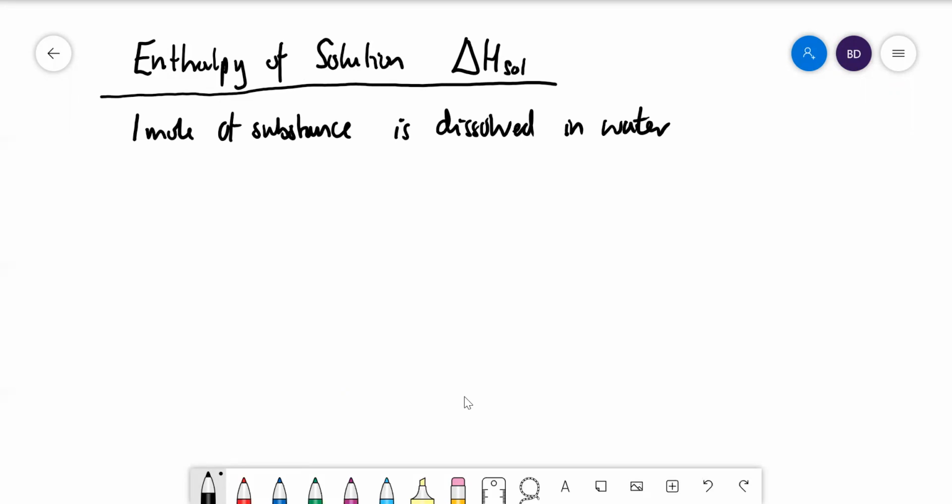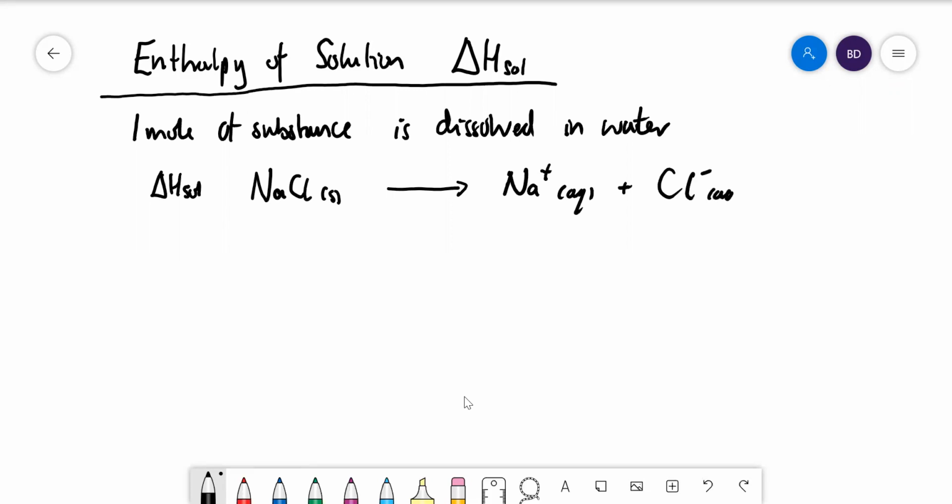But don't worry about that too much. So delta H sol for dissolving sodium chloride would be this: NaCl solid goes to, and I'll write it as two separate ions, Na+ (aq) and Cl- (aq).